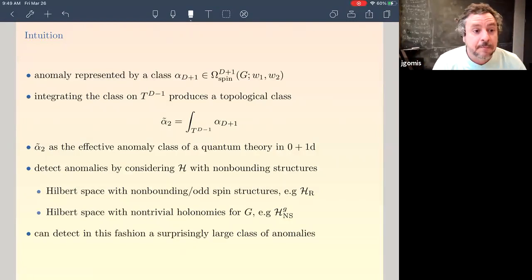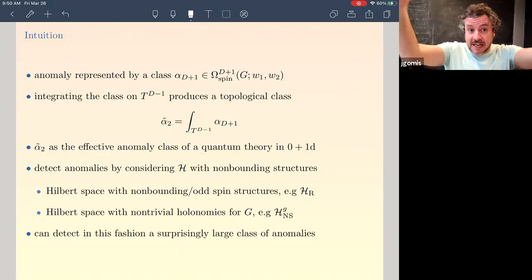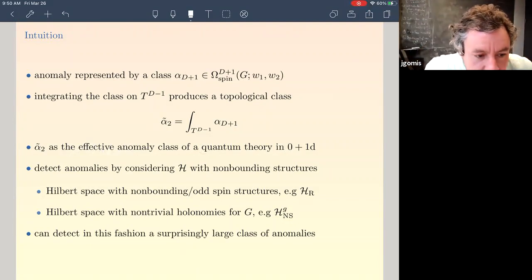I already said that the anomaly, practically speaking, is represented by a class in this fancy cobordism group. Now, imagine I put the system on a special torus. What I can do is take this class, roughly speaking, and integrate it over the special torus. So it's like taking an anomaly polynomial, in loose language, and integrating it over a special manifold. This gives rise to an effective reduced class, which can be thought of as the effective anomaly class for a quantum mechanical theory in 0+1 dimensions. So essentially, what we're doing is reducing the anomaly in higher dimensions to the anomaly in some effective quantum mechanics.